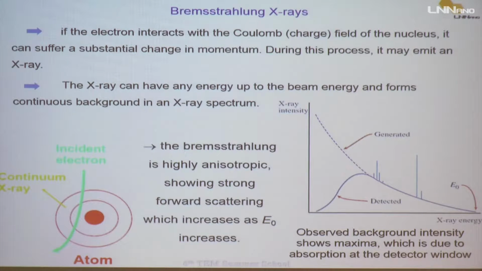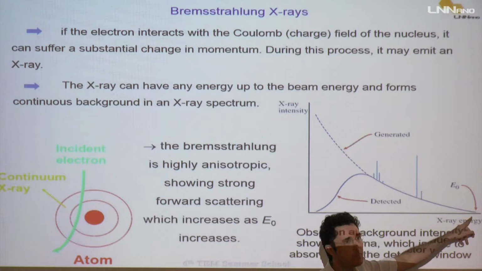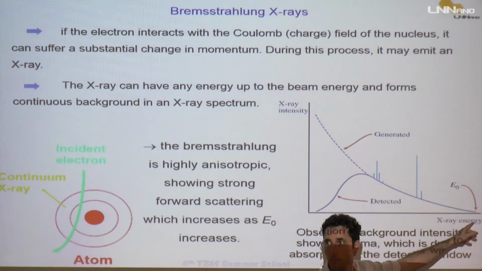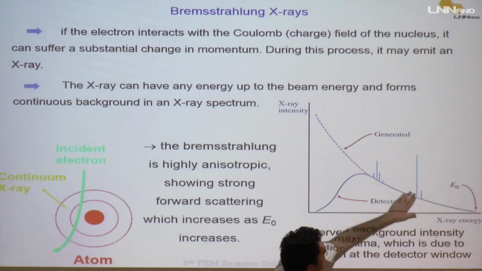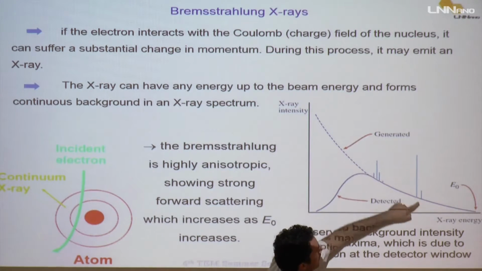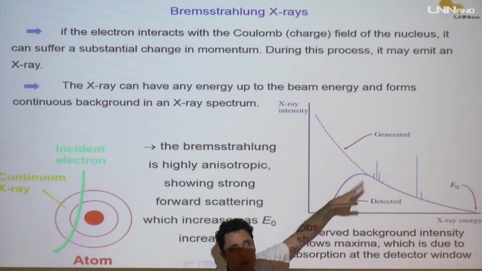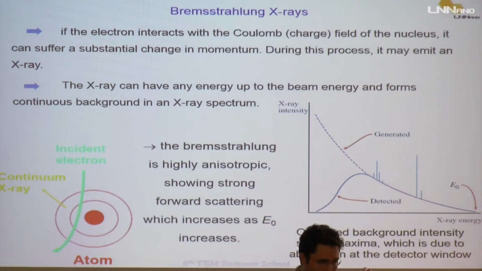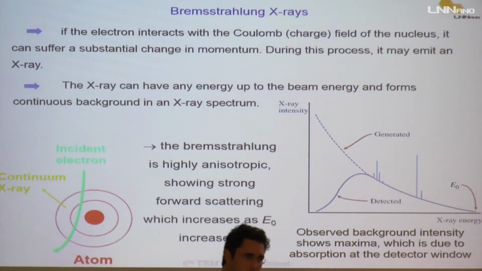It's very, very improbable that an electron will lose all its energy in this braking force. Then there is a probability distribution of the bremsstrahlung. The generated bremsstrahlung will always have this shape, because the very small losses are more probable than losing all the energy. And this is the situation that we have.